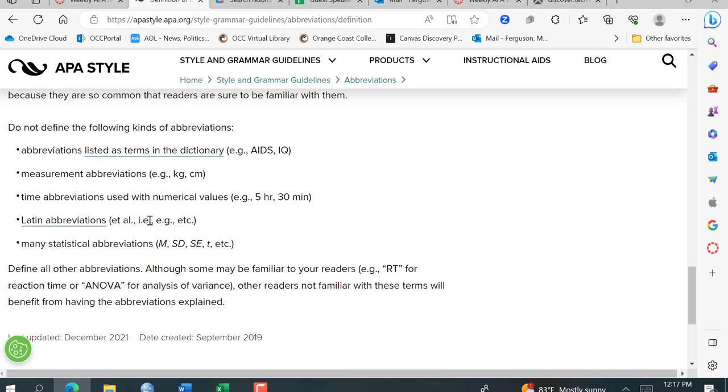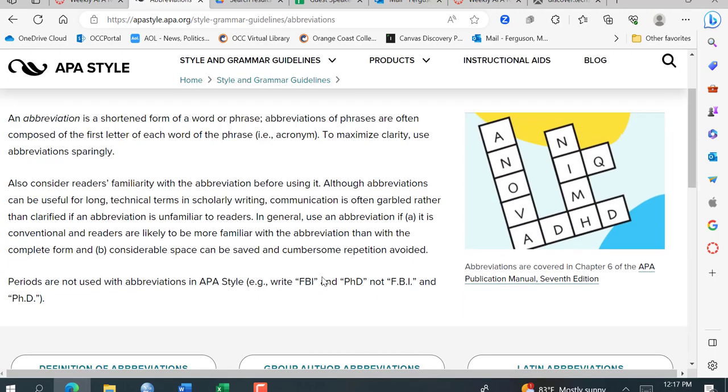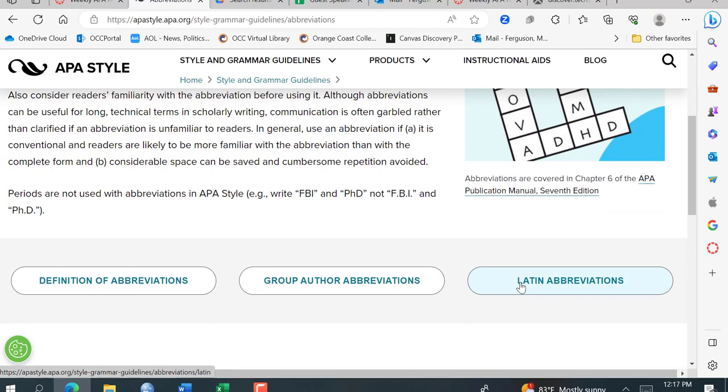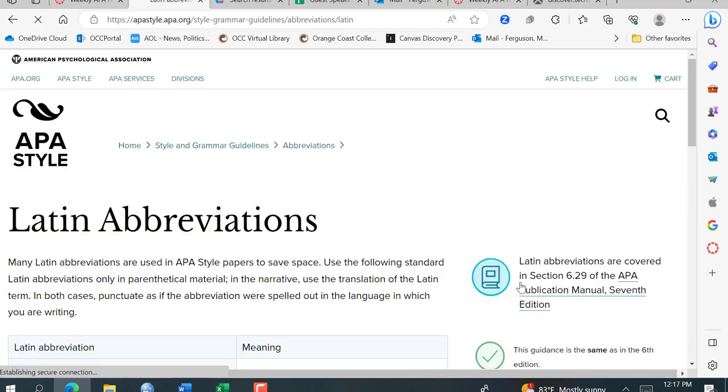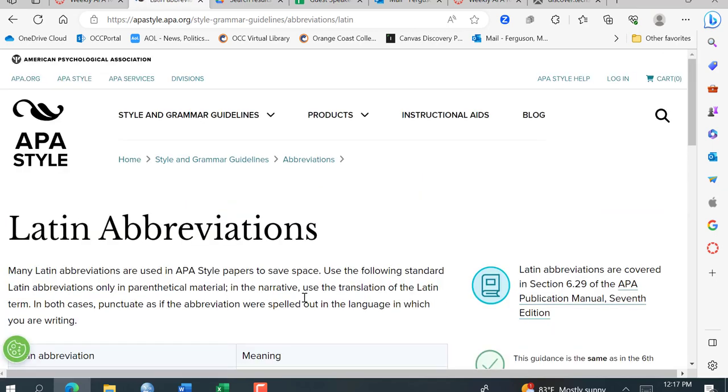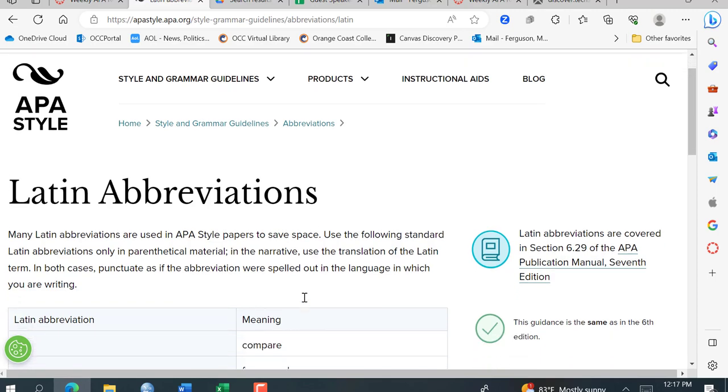We'll get to Latin abbreviations here. There's a little bit more specifics to it. And then there are many statistical abbreviations that you don't need to define either. But notice how they are all italicized. That is another rule that we'll be learning this semester. So I'm going to take you back and we're going to now go to Latin abbreviations because this is a little bit more specific. And the one that students probably use the most is versus.